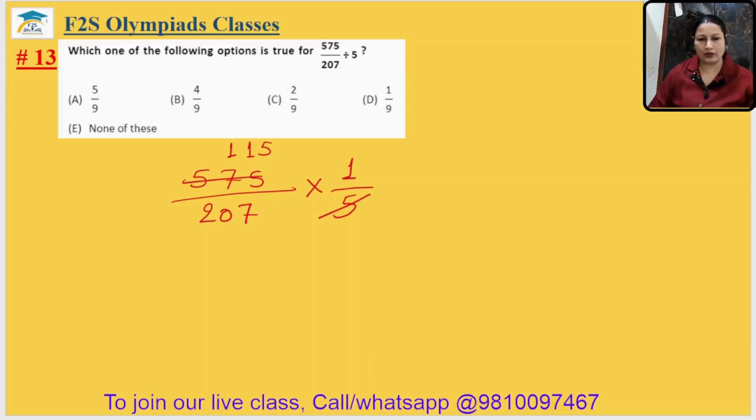Now can it be divisible by any number? So yes, it will be. It is divisible by 23. 23 is the factor. So 23 nines are and 23 fives are. Okay? So it will be 5 by 9. Option number A. 13th answer is option A.